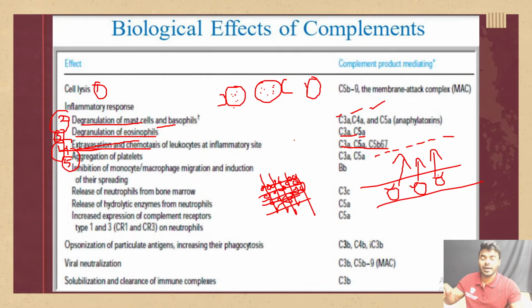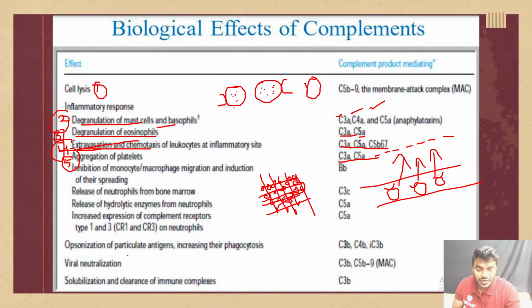Now the question is, how does one platelet come very close to another platelet? How is that possible? So friends, this aggregation of platelets is also possible with the help of C3a and C5a. So these five you have to remember compulsorily: cell lysis, degranulation of mast cells and basophils, degranulation of eosinophils, extravasation of leukocytes, aggregation of the platelets. Kindly do not get confused with this point at all.